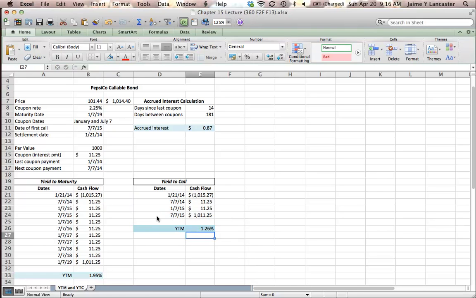So that would be a 1.26% yield to maturity. Not yield to maturity, yield to call. So there you go. Yield to call, 1.26%. It uses the XIRR function to figure out what we would earn on this investment if we bought it on the 21st of January 2014 and the company decided to call it early.